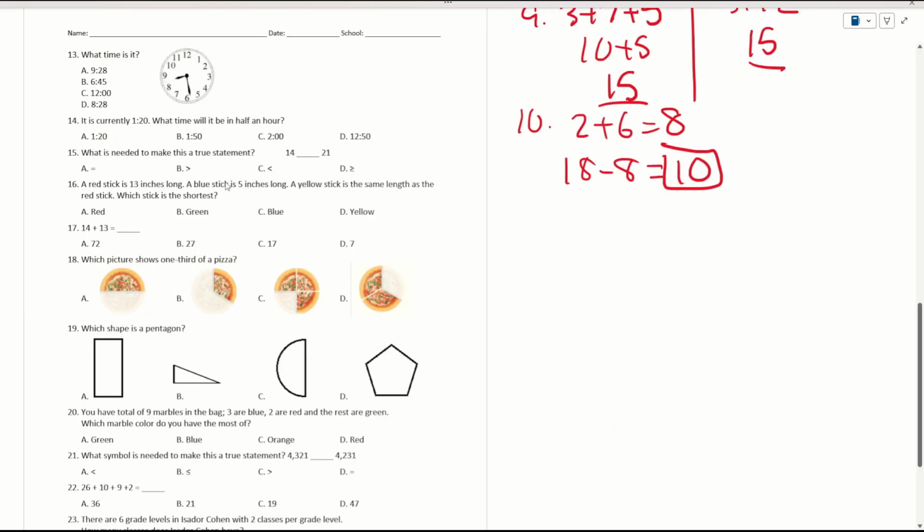For question 13, what time is it? This question is going to be a little bit hard if you struggle to tell what time it is. Some of you might think this is 9:28, which is in the answer choices as A, but it's not. For this one, it is going to be D, because the hour hand is the small one and the minute hand is the long one. This minute hand is right here between 28 and 30.